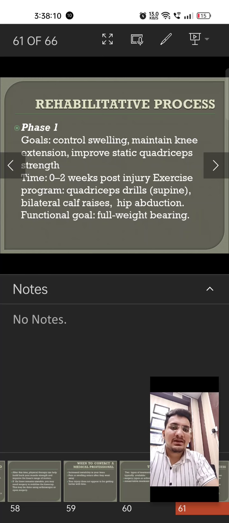Okay. So what was the time? Phase 1 was 0 to 2 weeks post injury exercise. So what is the program? Quadriceps drills in supine position, bilateral calf raises, hip abduction. Functional goal is the full weight bearing. हमारा जो functional goal होगा phase 1 का होगा full weight bearing.